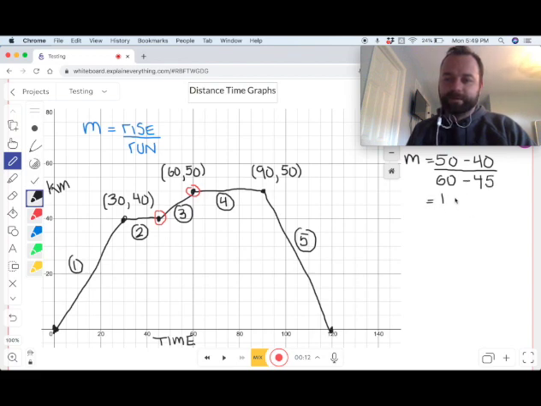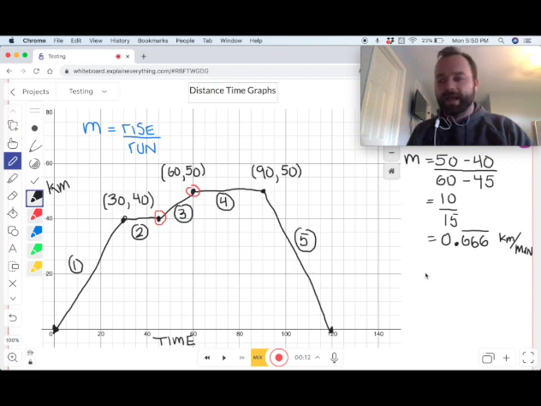10 over 15. If I divide that on my calculator, 10 over 15 is 0.66666 forever. Well, that doesn't make much sense to me. That is 0.66 of a kilometer per minute. We don't really talk about speed that way. So how can we convert that into a measurement that we can kind of think about a little bit easier?